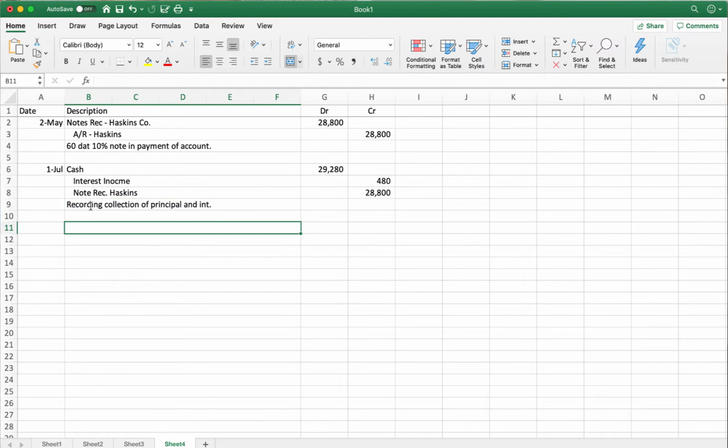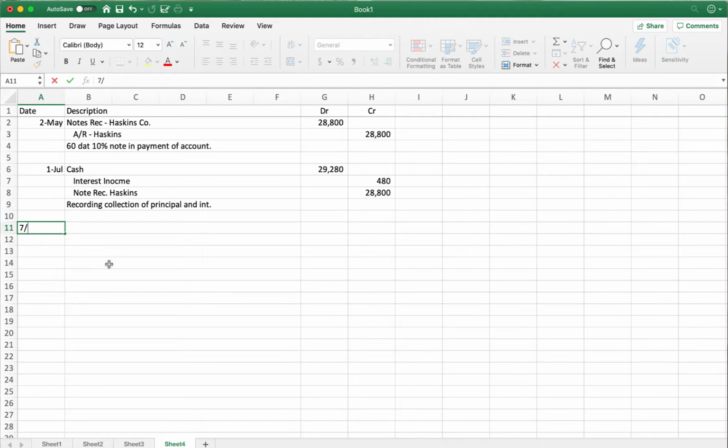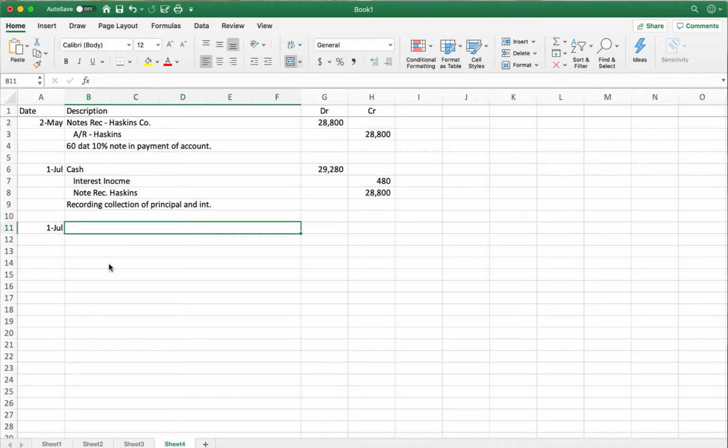Okay, so we have another July 1st transaction. We received a note from Longo Company. It's a 120-day note. It's 9%, and the amount is $61,000. So what we're going to do is we're going to say, okay, on 7/1, we have a notes receivable. This time it's from Longo, and it's $61,000.